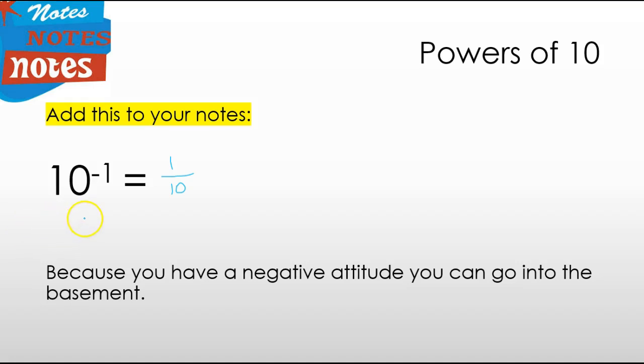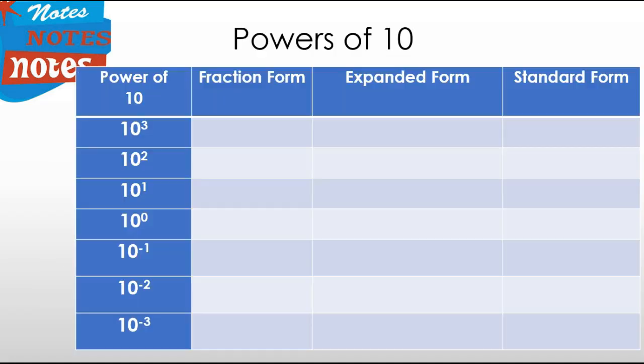So if I have 10 to the negative second, that means that I just have 2 of these. So make sure that this is in your notes because this is so important. And then pause the recording here if you need to. And now what we're going to do is we are just going to fill in this chart.